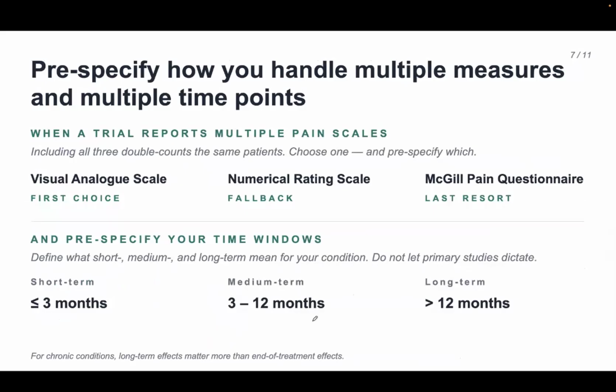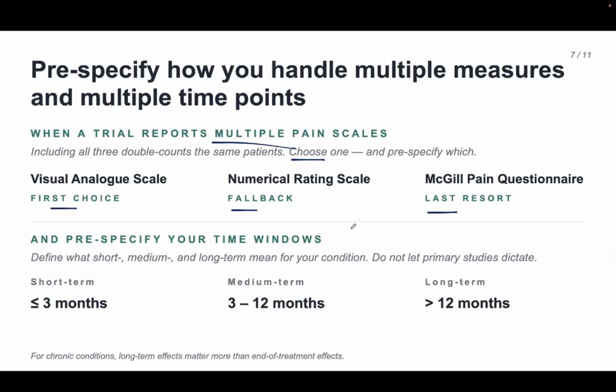There are two critical issues that come up over and over. First is multiplicity. A single trial might measure pain on 3 different scales, for example, VAS, NRS, McGill. We cannot include all 3. That double counts the same patients. So what do we do? We pre-specify a hierarchy in our protocol. If multiple pain scales are reported, we will use the VAS first, for example, then NRS, then McGill. But we need to decide before we look at any trial. The hierarchy itself doesn't have to be perfect. What matters is that we made it before the data could influence the choice.